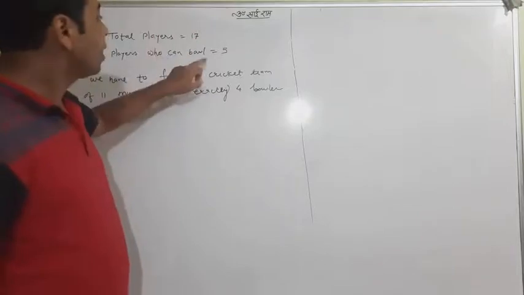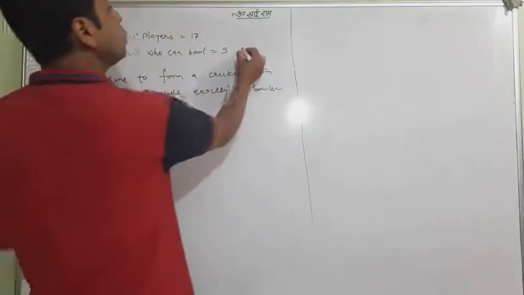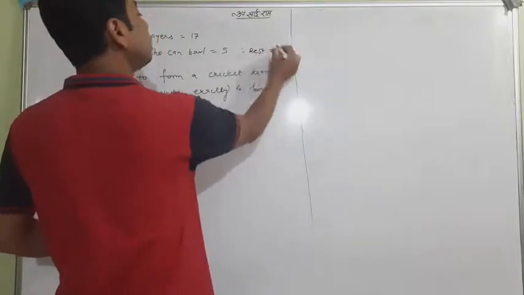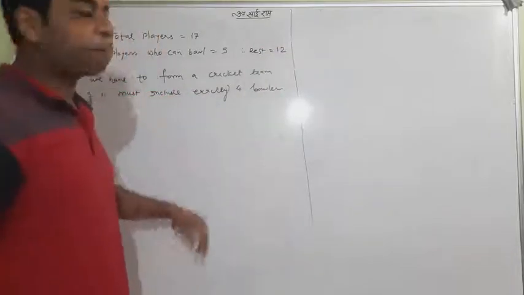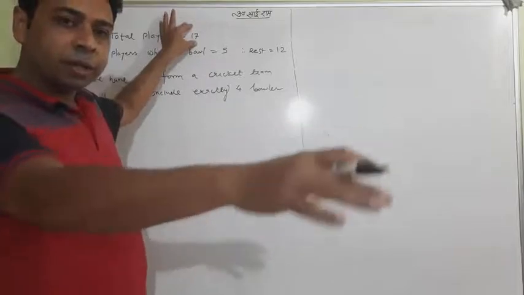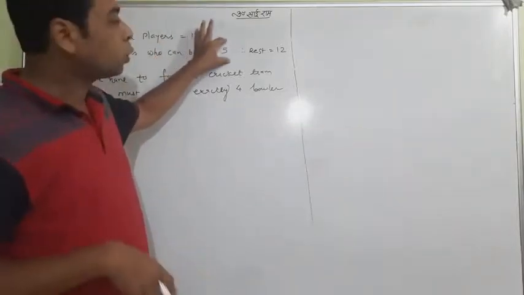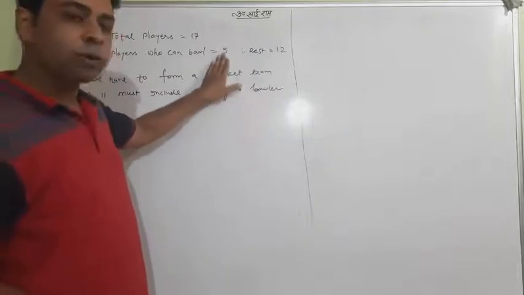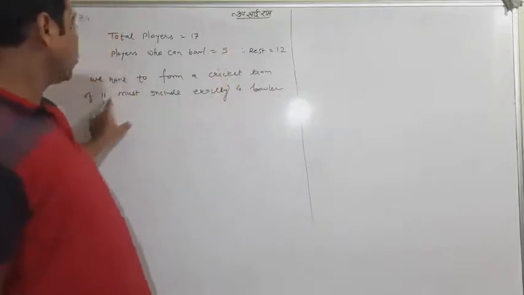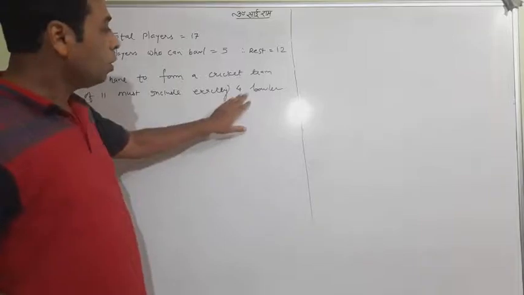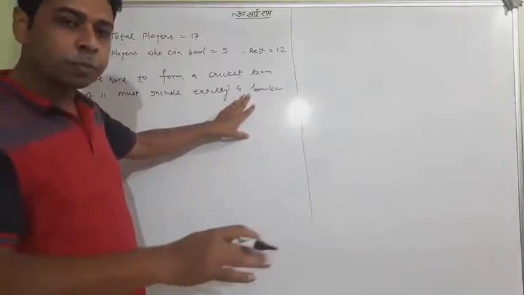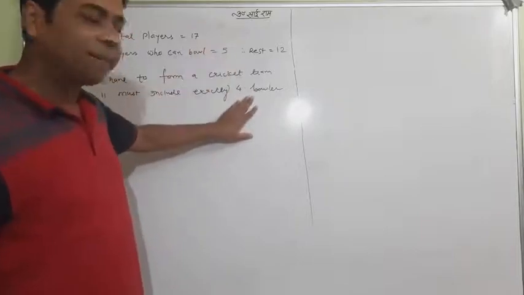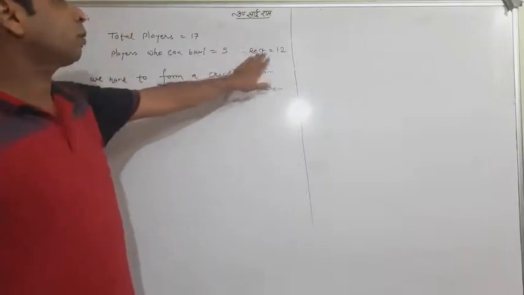Let me explain. If 5 can bowl, so the rest will be 17 minus 5, that is 12. Try to understand. These are the total 17 players. 5 can bowl, so the other players will be 12. 4 bowlers will be selected from 5, and we want to make the team of 11. So these are 4 bowlers. This is special because these 4 bowlers will be selected from 5 bowlers, and the rest 7 players will be selected from the rest 12 players.